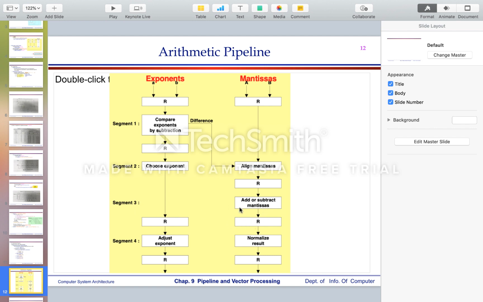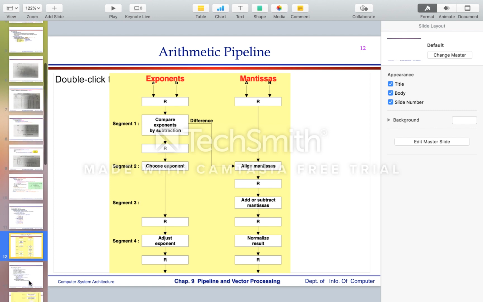After addition we have seen we need to normalize the result. To normalize the result, we also have to adjust the exponent. So the exponent will also come into the picture in segment 4. So adjust the exponent and normalize the result. This way we will get our final result in this pipelining.